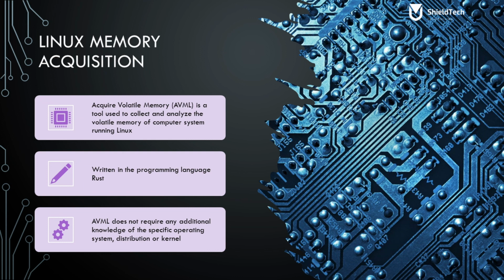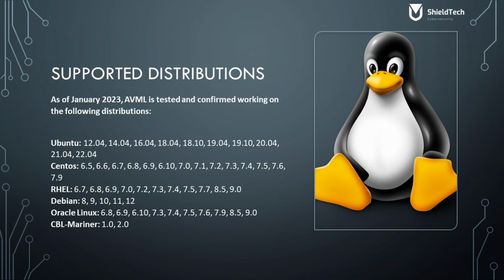file. One of the key features of AVML is that it can be used to acquire memory from Linux systems without requiring prior knowledge of the specific operating system, distribution, or kernel being used. This means that it does not require on-target compilation or fingerprinting to work. This is important as we want to make as few changes as possible to the memory of the system in order to preserve evidence. As of January 2023, AVML is tested and confirmed working on the following distributions.